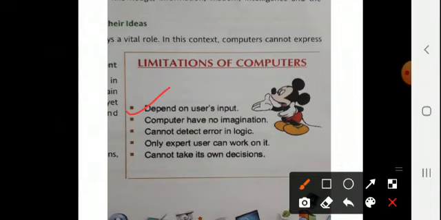Then, computers cannot express their ideas. In any type of research, ideas play a vital role. In this context, computers cannot express ideas. Computers have no imagination, and they cannot detect errors in logic.